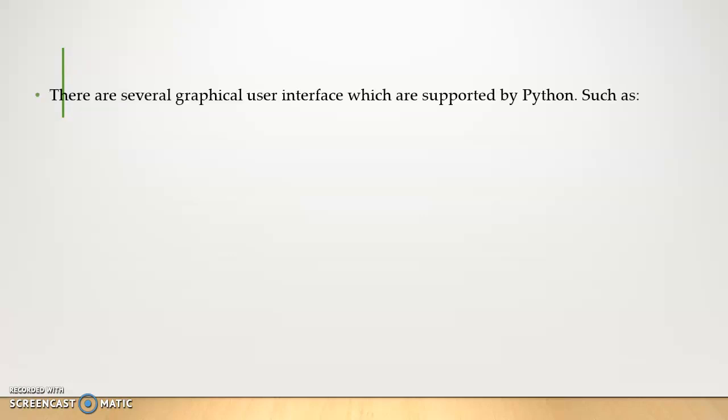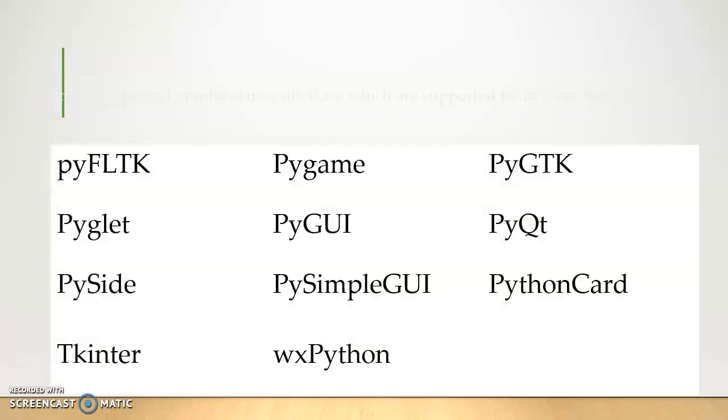There are several graphical user interfaces which are supported by Python. They are PyFLTK, Pygame, PyGTK, Pyglet, PyGUI, PyQt, PySide, PySimpleGUI, Python Card, tkinter, wxPython. Out of these, we are going to learn today about the tkinter GUI package.